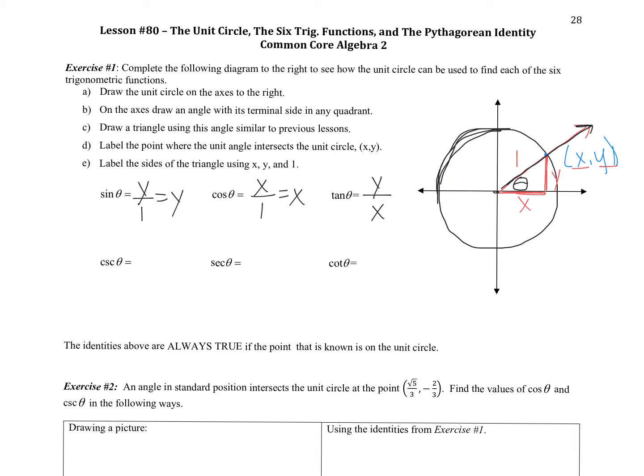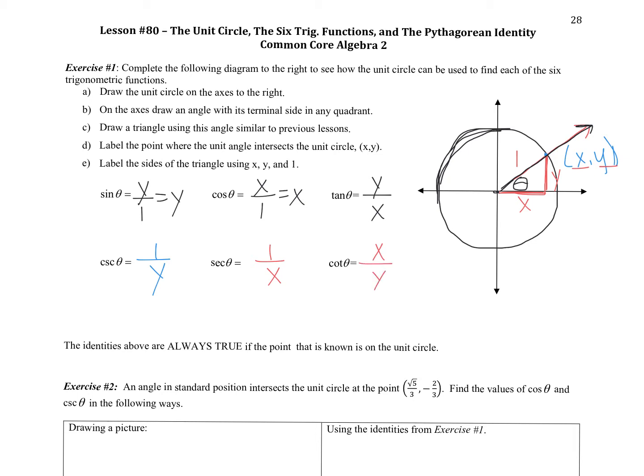Now for the other ones, we haven't talked about these yet in terms of the unit circle. If the sine of theta is the y value on this unit circle, then the cosecant of theta is 1 over y, because we flip that. If the cosine of theta is x, the secant of theta is 1 over x, and the cotangent of theta is the reciprocal of tangent of theta, so that is x over y.